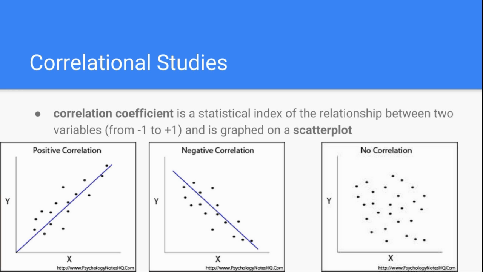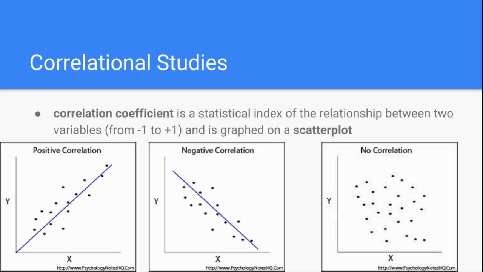All you need to know is that a correlation coefficient is going to range from -1, which would be a perfect negative correlation, to a +1, which is a perfect positive correlation. And all we mean by positive correlation is that the two variables vary or covary in the same direction. And all we mean by a negative correlation is that they vary in opposite directions.